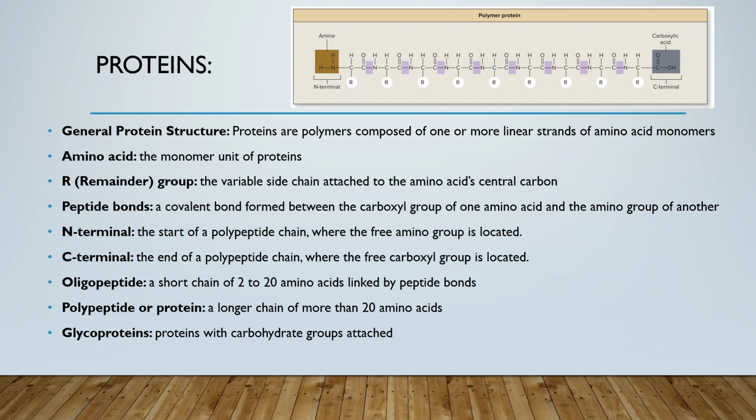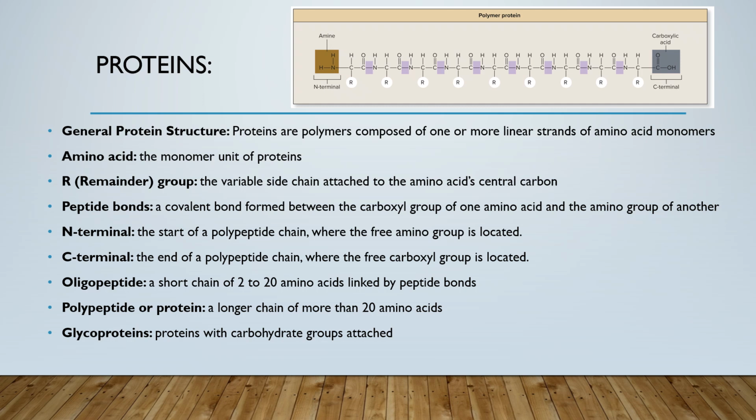Proteins are polymers made up of one or more linear strands of amino acid monomers linked together. An amino acid is the monomer unit of proteins and contains a central carbon, an amino group, a carboxyl group, and a unique R group, which is a side chain that determines its properties. The R, or remainder group, is the variable side chain attached to the amino acid's central carbon and determines the amino acid's chemical nature. Examples would be polar, nonpolar, acidic, or basic.